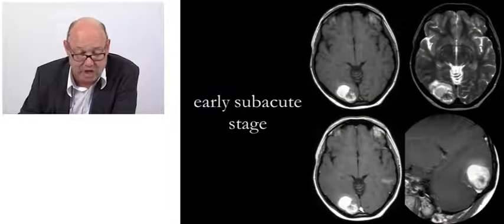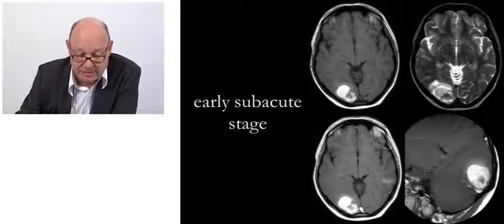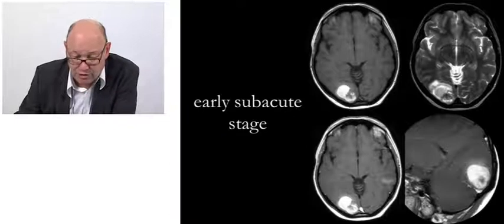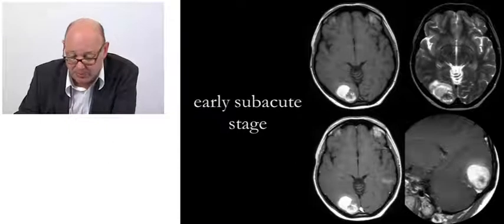So just some examples. This is a case of a patient who had an early subacute hemorrhage. You see on the T1 weighted image there's a high signal intensity on T1. If you see a hemorrhage that has high signal intensity on T1, it means this is the early subacute state of the hemorrhage. The very early hemorrhage will show isointensity to the brain.